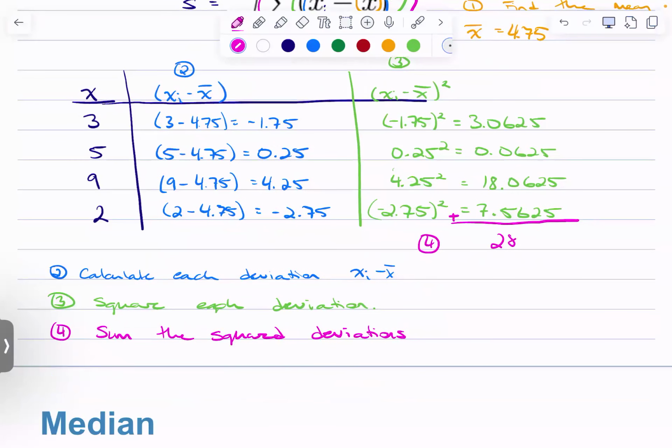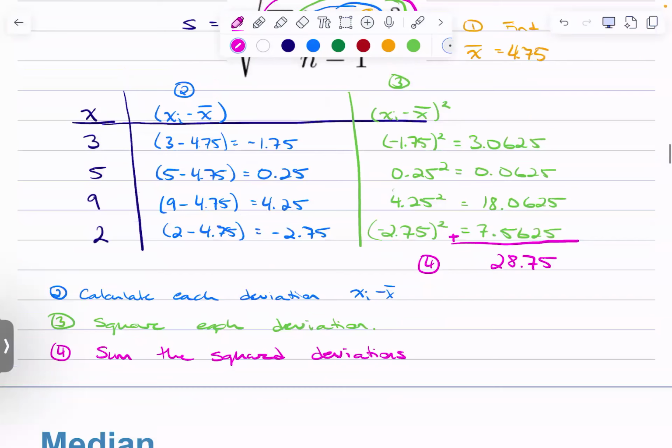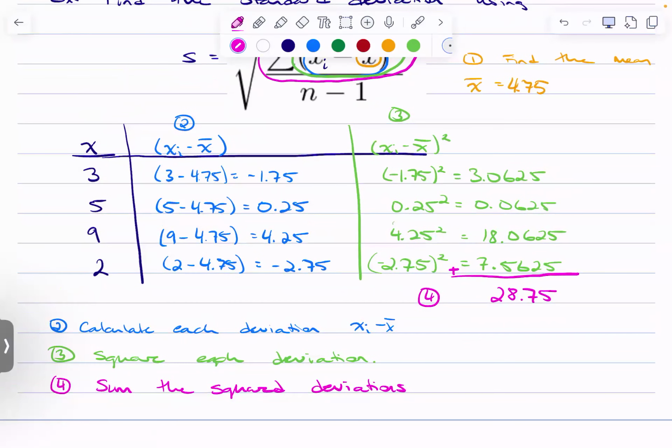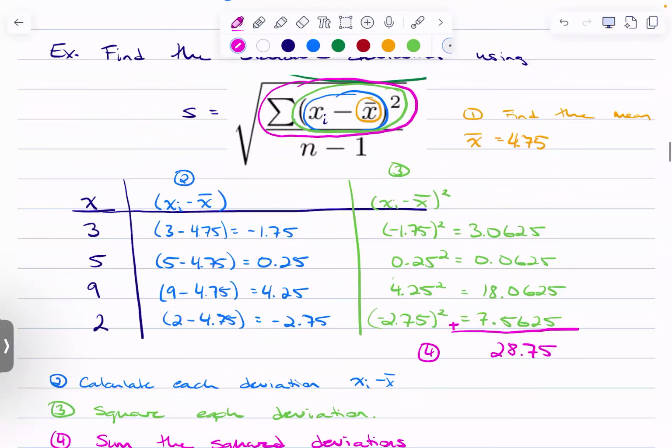I get 28.75. Anyone else get the same? Feel like I might have slipped on some keys, but on my calculator. No complaints? Well, I guess we're about to find out. So now I can replace this whole mess with 28.75. So now I'm off to the races.